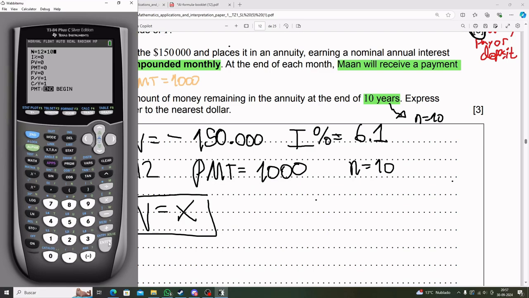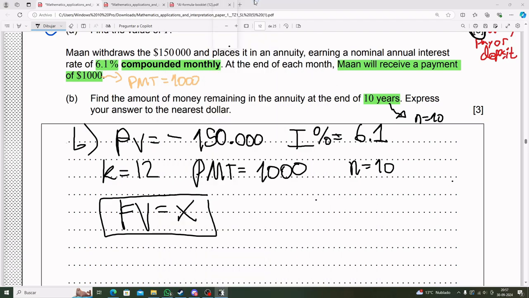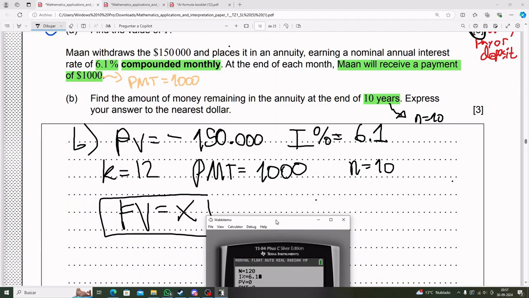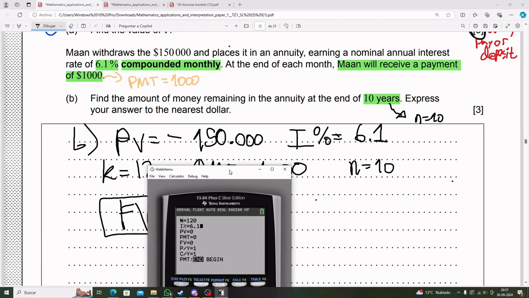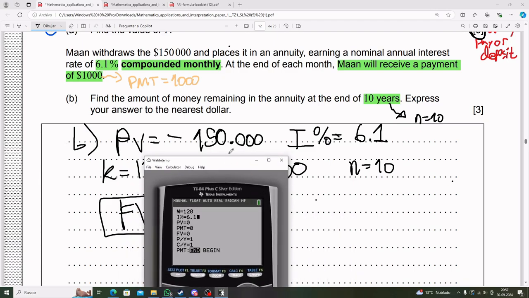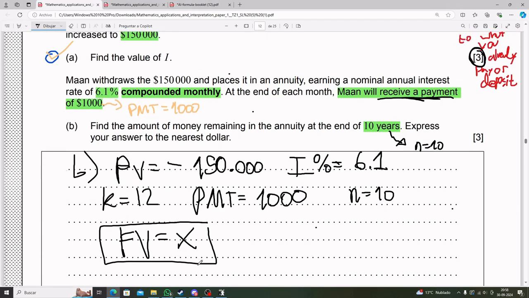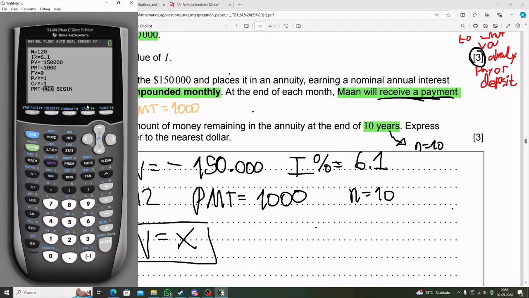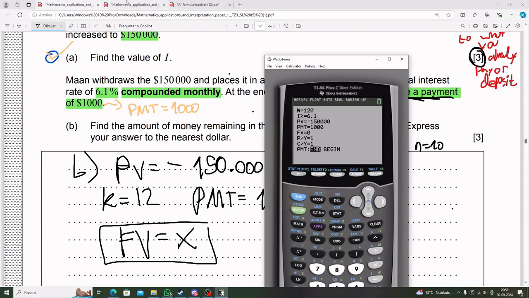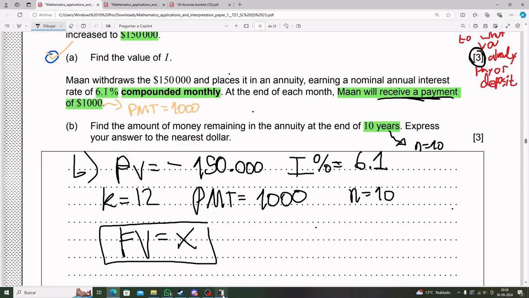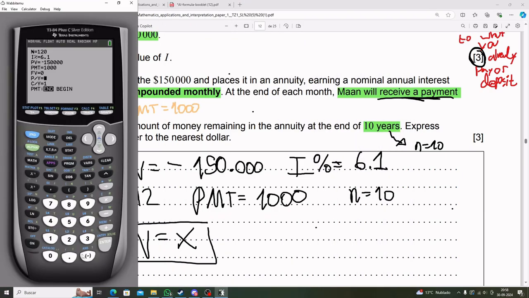12 times 10. I percent, they gave it to us earlier. 6.1. What else? PV, ¿cierto? PV is negative 150,000 right there, because my man lost money out of his pocket. PMT is 1,000 because my man is earning that 1,000, ¿cierto? He receives that payment of 1,000 each month. FV is actually what we're trying to find, and these last two, as we said, have to be K. See? So these last two have to be K. K is 12, so go ahead and put 12 on both. Yeah. And so from here, I can just solve for FV.